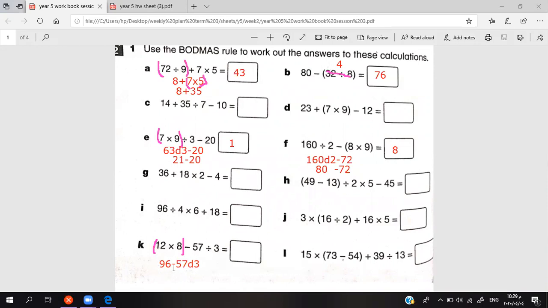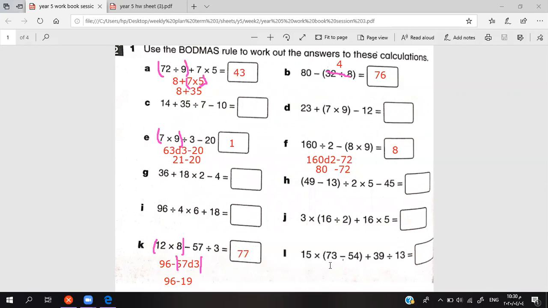Now, will I do the subtraction first or do the division? Definitely, I'm gonna do the division. 57 divided by 3 is gonna give me a 19. So my new question is 96 minus 19, which is gonna give me at the end a 77.